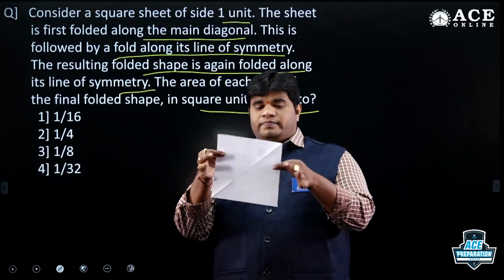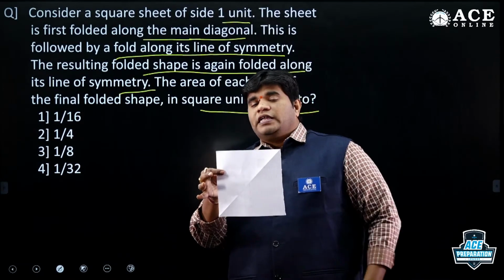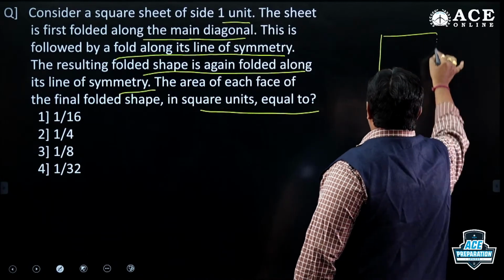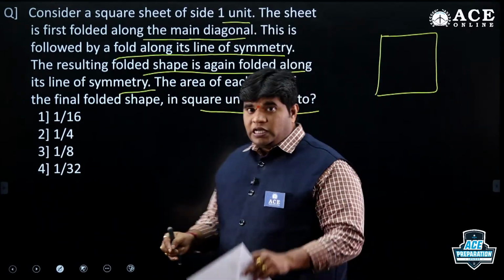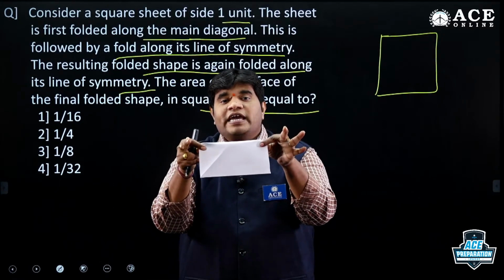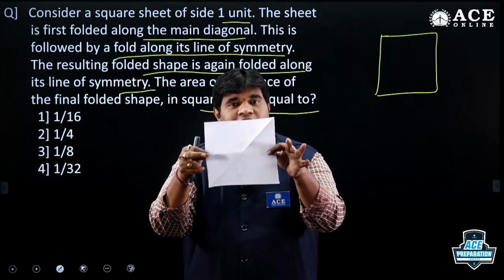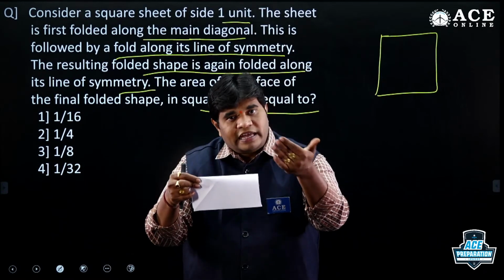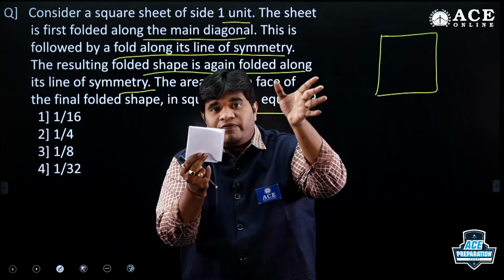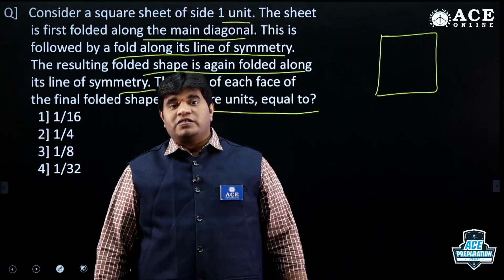This is one square. Suppose the area of the square sheet is 100. It is folded exactly half, which means the area is also half. So the sheet area 100, half means 50. Again half, 25. Again half, 12.5. No need to remember the formulas and everything.